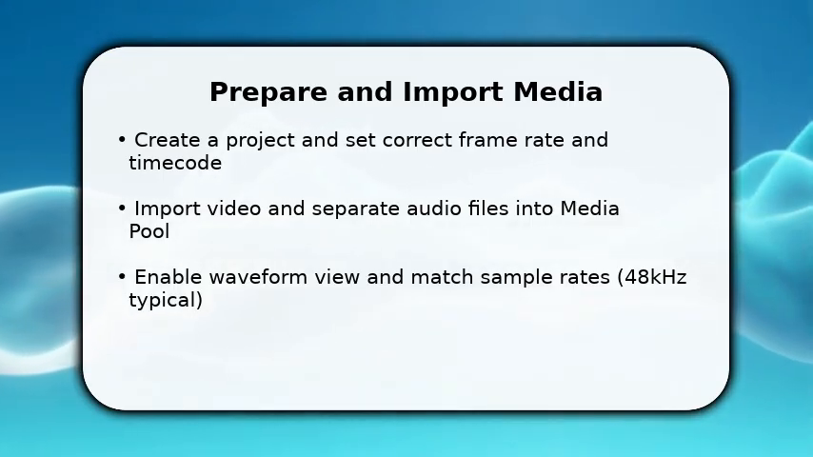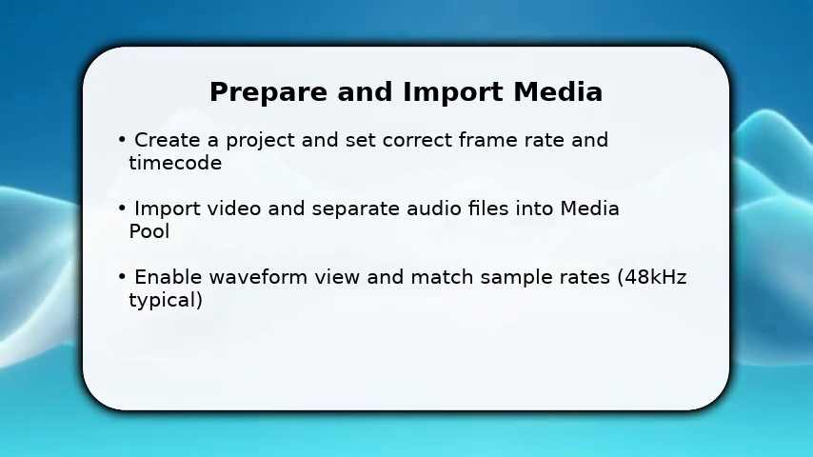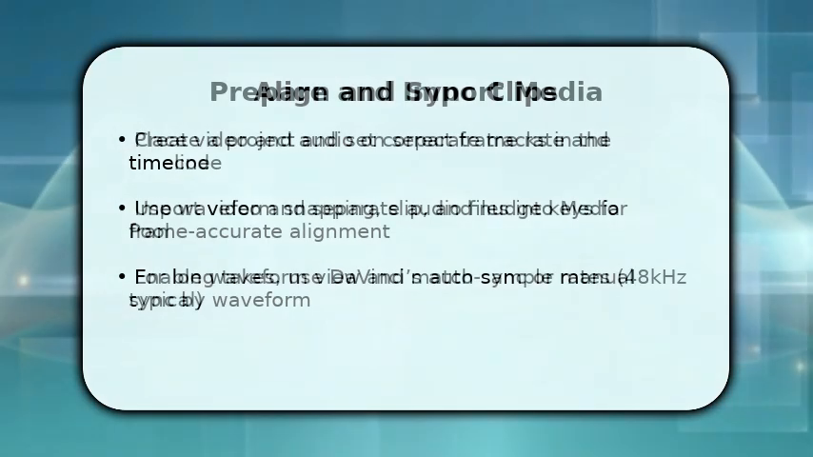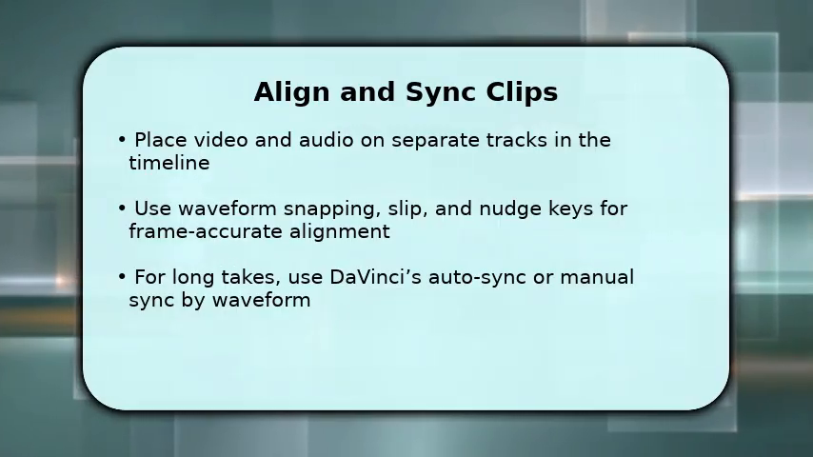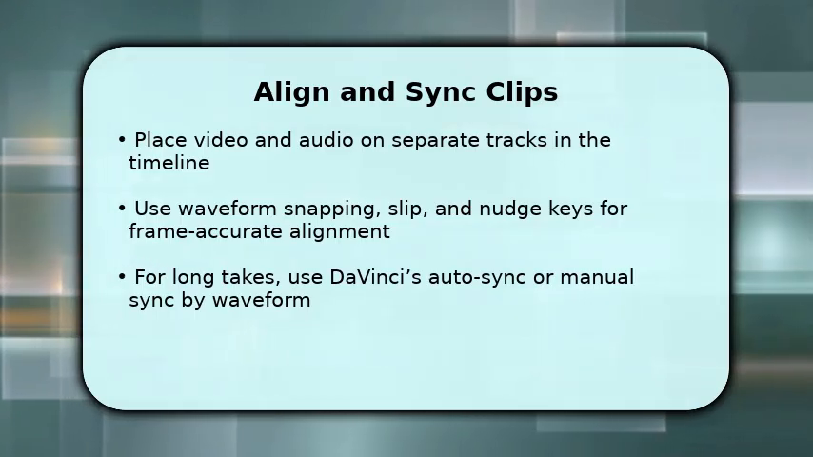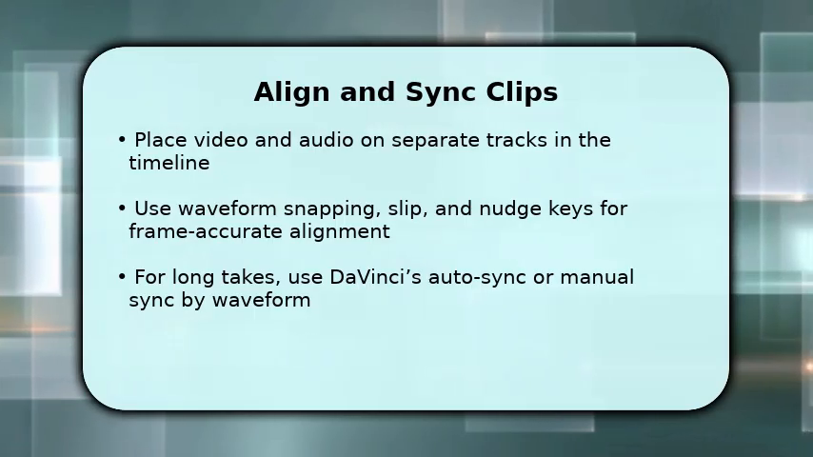Then open the edit page and switch to waveform view. Seeing shape speeds alignment and reveals drift before you attempt syncing. You now place video on V1 and your external audio on A1 or A2, then zoom the timeline to see waveforms clearly. Use snapping and the slip tool to match peaks visually. Nudge with comma and period keys for frame-accurate shifts.